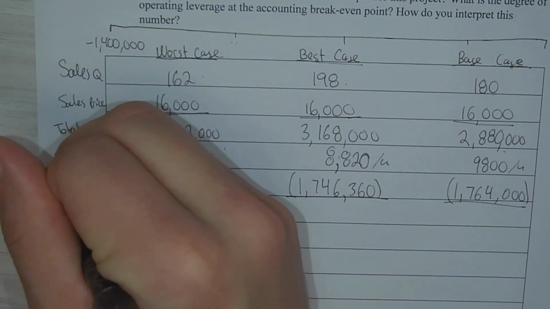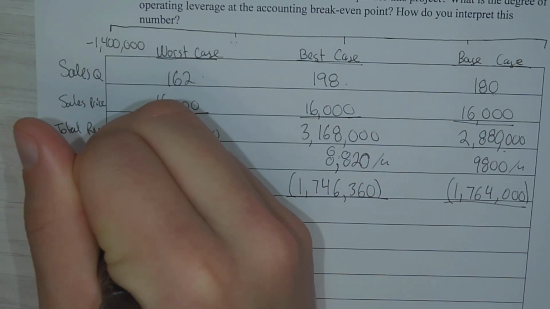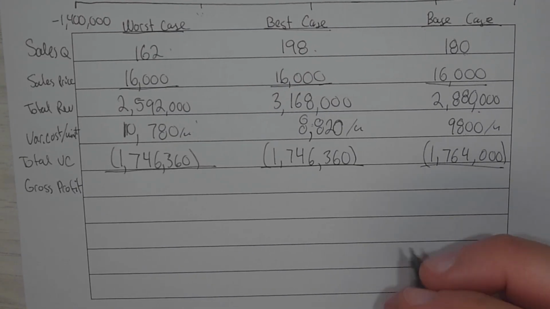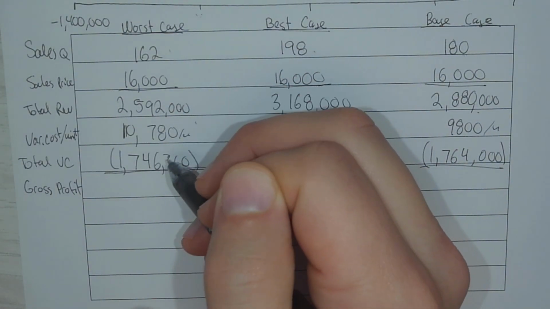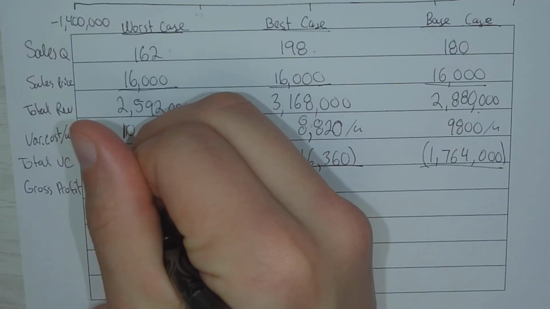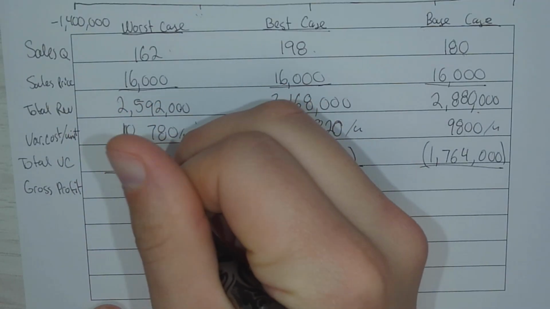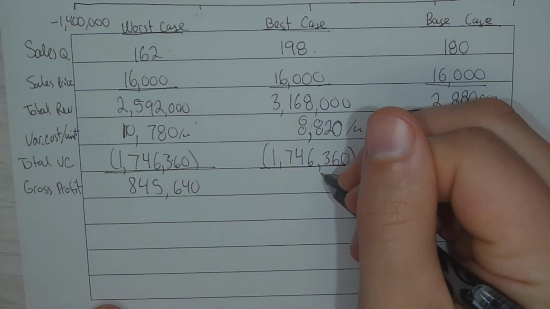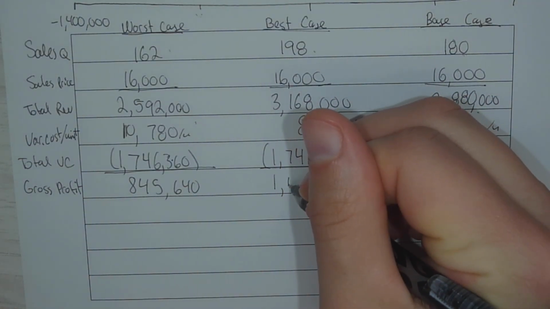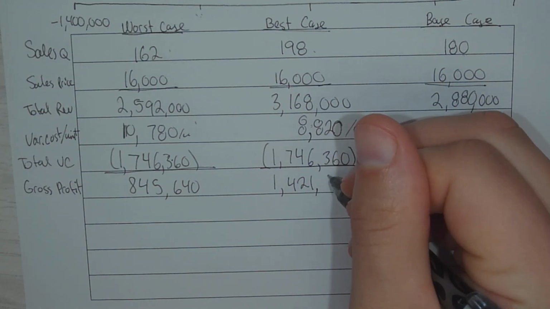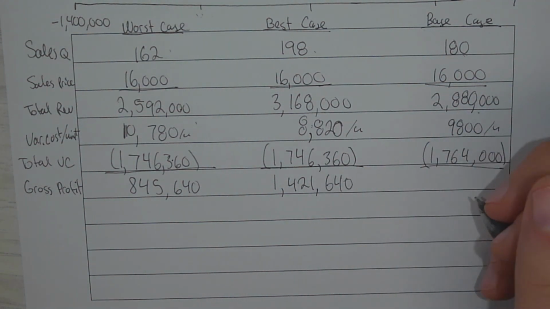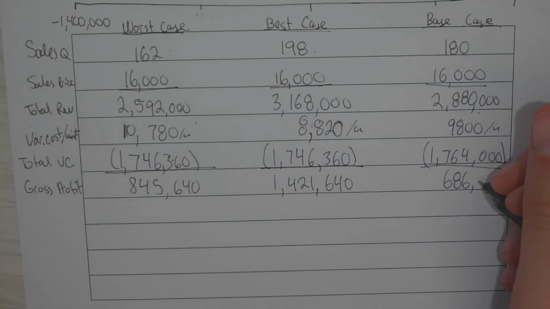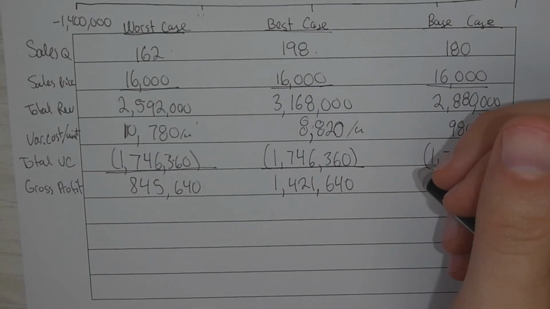We get our gross profit. So 2,592,000 minus this, 845,640, $1,421,640, 686,000. Oops, right. 1,100,000.